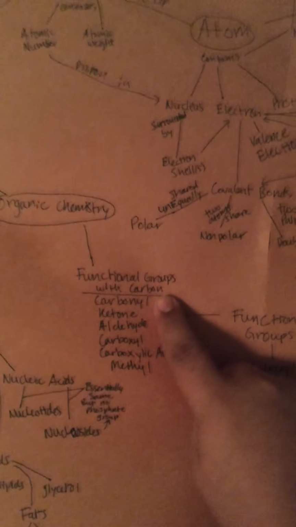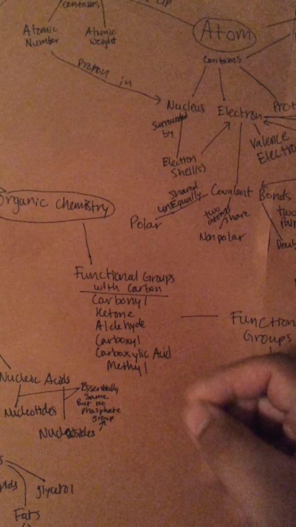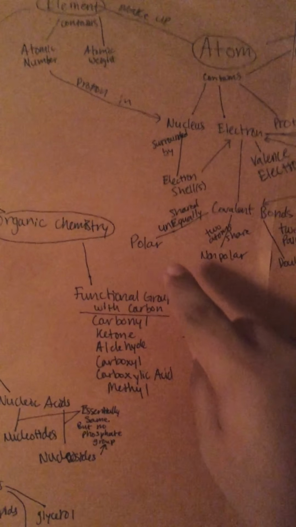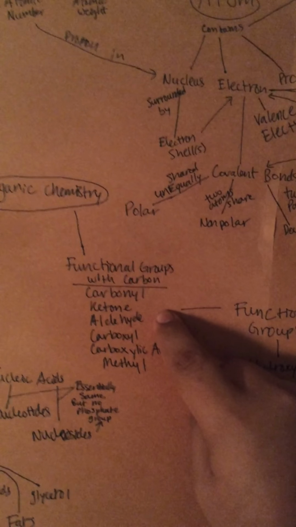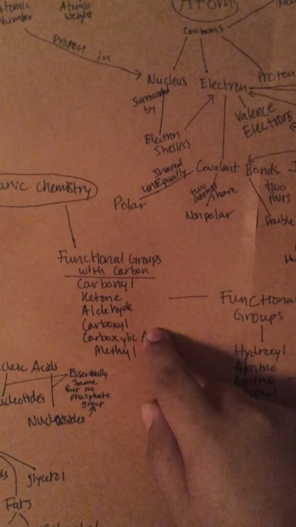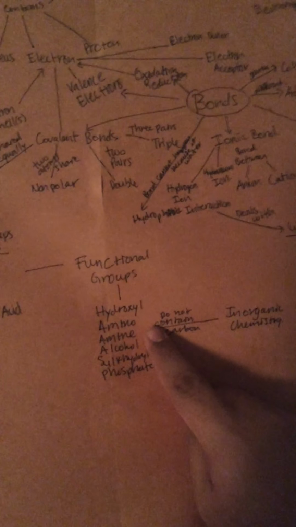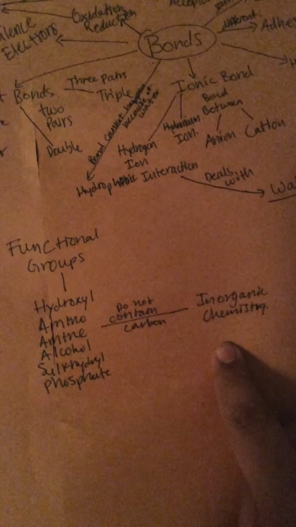Now, in the instructions, we were given functional groups, and we were told to label them and describe them. These functional groups of carbonyl, and I apologize if I can't say these correctly, ketone, aldehyde, carboxyl, carboxylic acid, and methyl, these all contain carbon. Now here are the rest of the functional groups that we have: hydroxyl, amino, amine, alcohol, sulfhydryl, and phosphate. These do not contain carbon, and that is why I put these with inorganic chemistry.